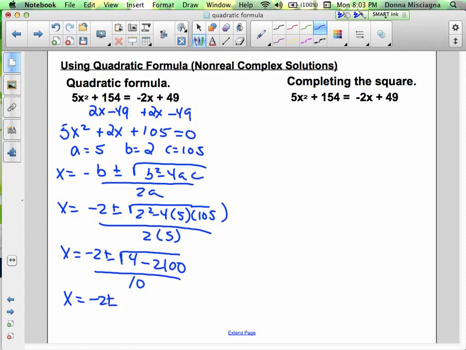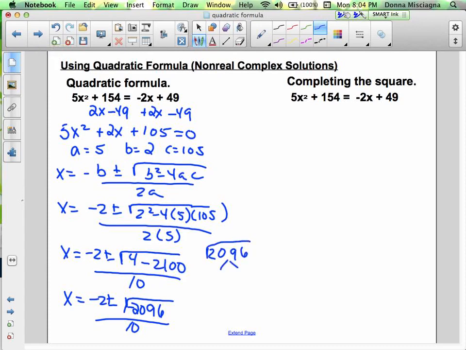Negative 2 plus or minus. So 4 minus 2,100 is going to give us 1,996. No, excuse me. It's a good year, but that's not it. 2,096. I don't know where I came up with 1,900. Yeah, we had 4, we have 2,100. Divided by 10. It's an even number. It's probably simplifiable. Oh, and it's negative. Don't forget your negative there. So when you're using the quadratic formula, because it can be easy to go into automatic pilot mode, make sure you double check for little tiny things, like forgetting your negative there.